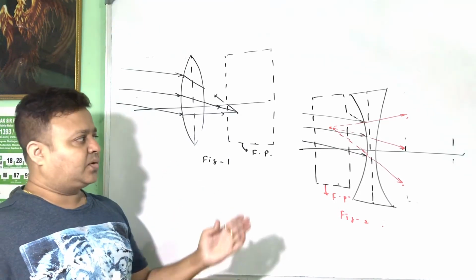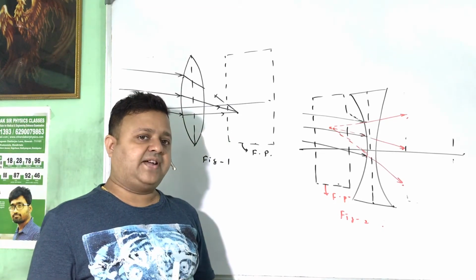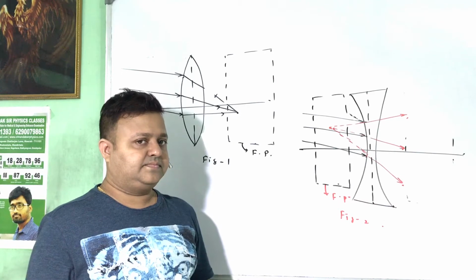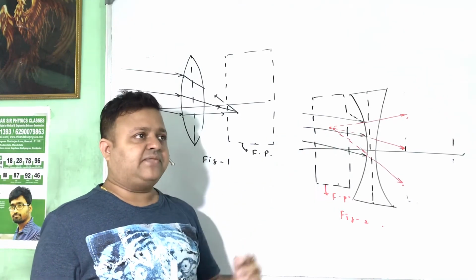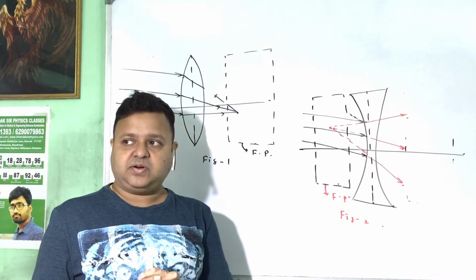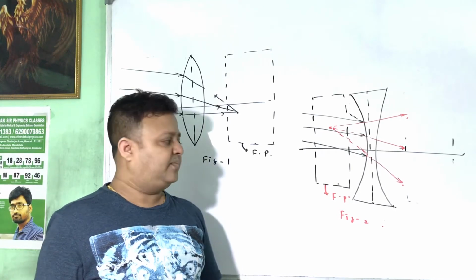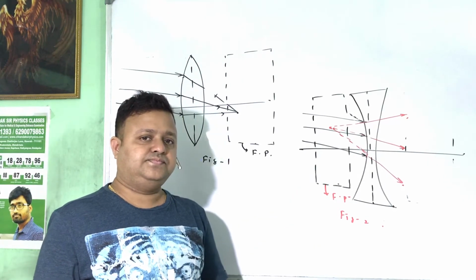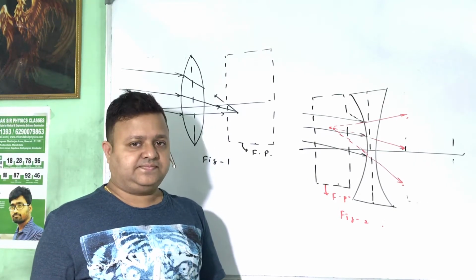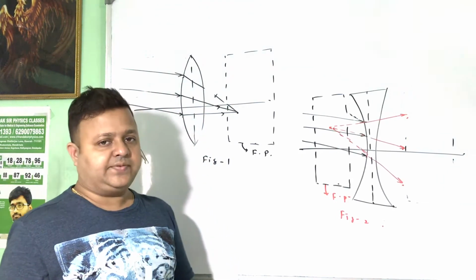And after refraction through the concave lens, they will appear to meet at the focal plane, within bracket figure number 2. This is known as a secondary focus.